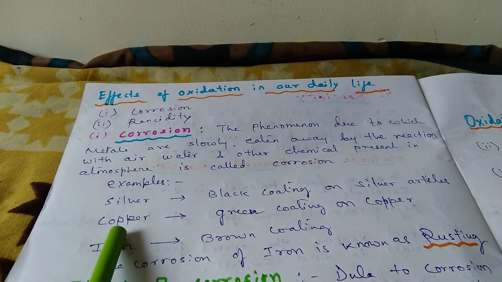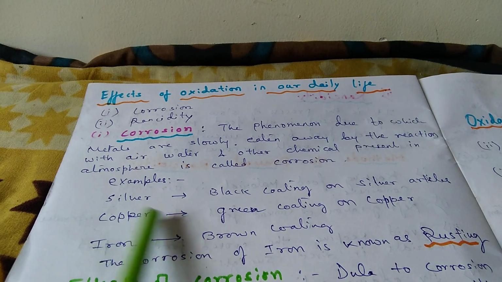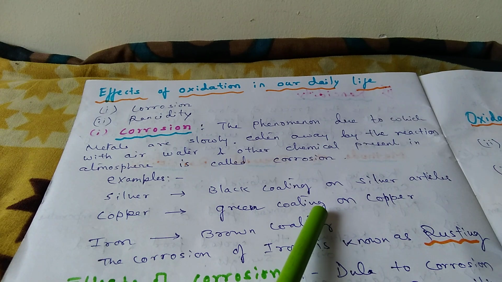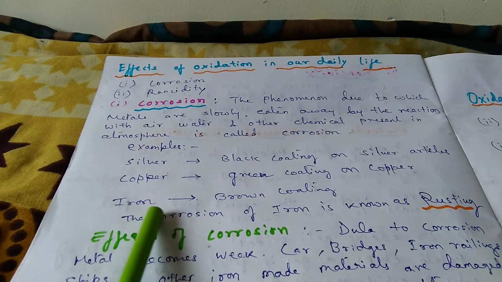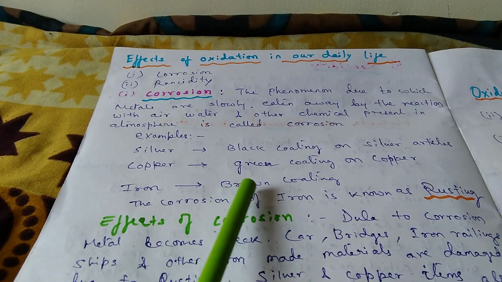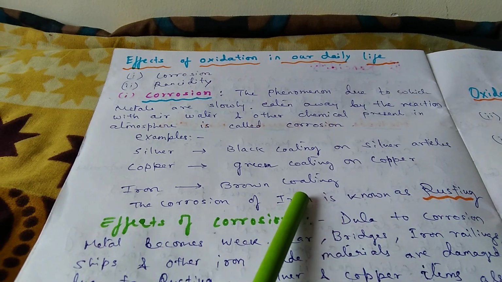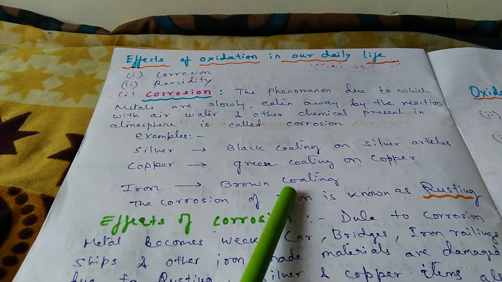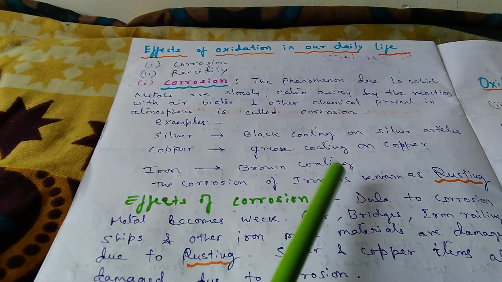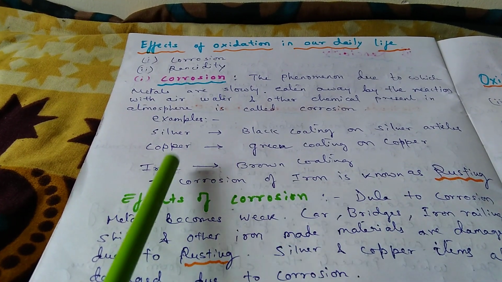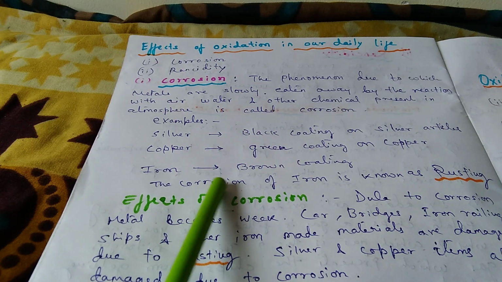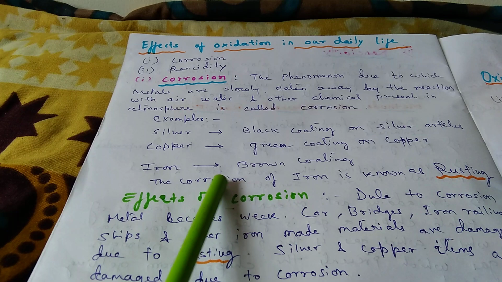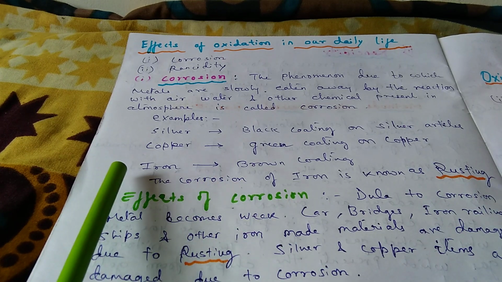In the same way, copper also reacts with atmospheric gases to form a green coating on copper. Iron also reacts with atmospheric oxygen and water to form a brown coating over iron articles. So what is this brown coating? This is known as rust. And the corrosion of iron is known as rusting. So this process of reaction of metals with the atmospheric gases and other chemicals is known as corrosion.